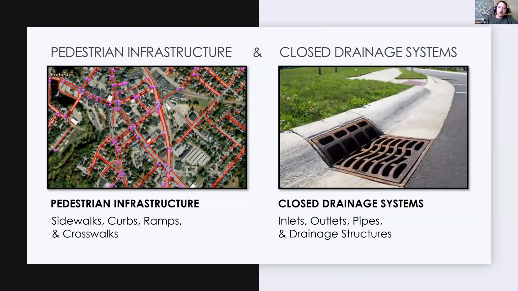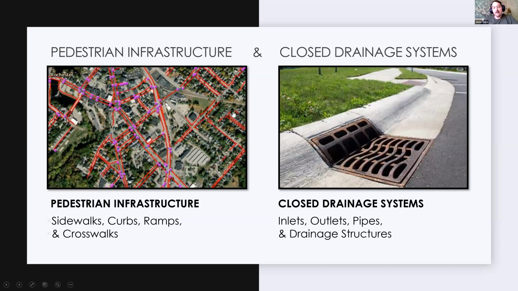And then finally, I'm just going to breeze through these last two sections for the sake of time. The first is pedestrian infrastructure. Pedestrian infrastructure includes sidewalks, curbs, ADA accessible ramps, and crosswalks that can exist in your community. This photo here refers to the village center, downtown Rochester. And you can see they've done a nearly complete job of collecting information about sidewalk segments in their community, which is really interesting.